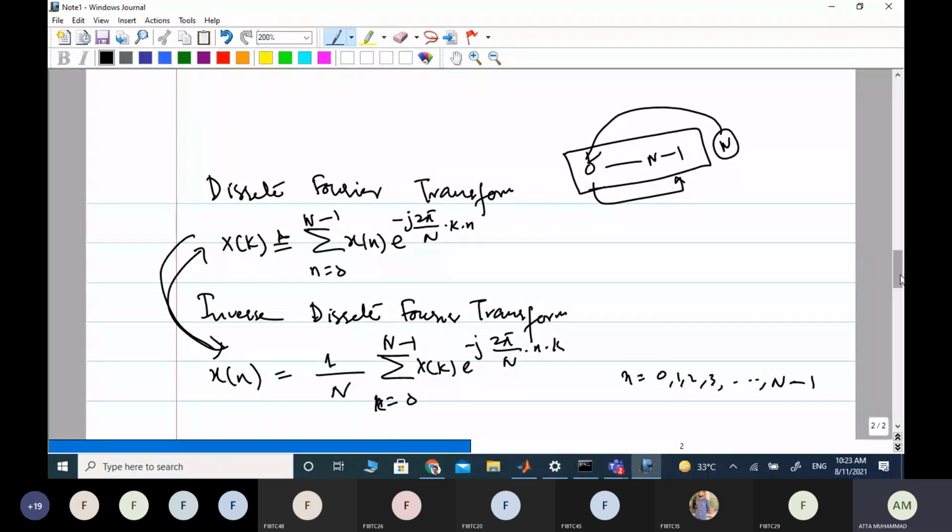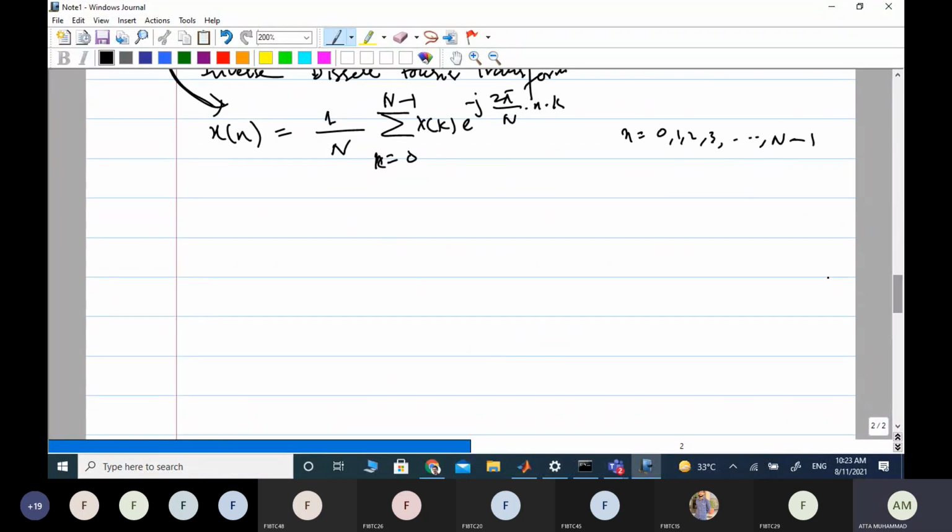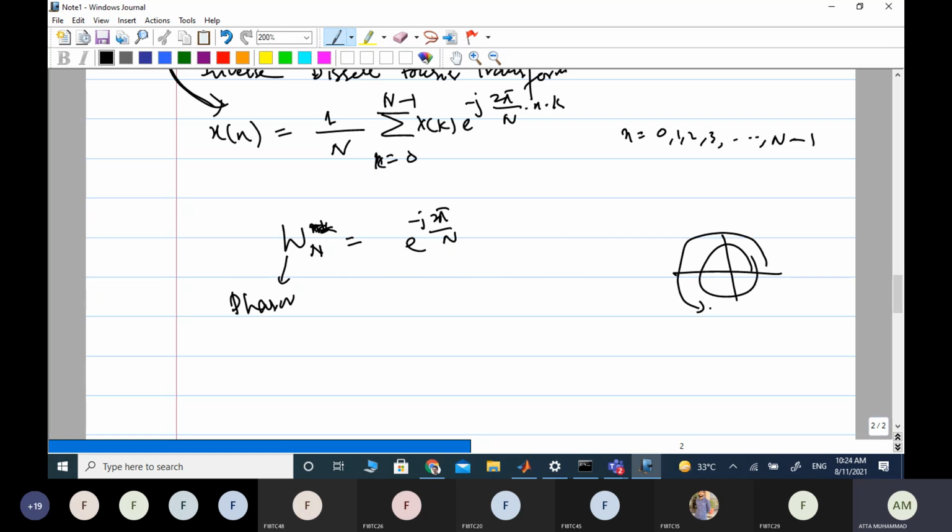Okay, now enough of this talk. We have another concept that is called the twiddle factor, W n to the power k, that is equal to e to the power minus j 2 pi by n. This is called the twiddle factor or phasor. What it does is it helps us to rotate on this omega axis and select at which particular frequency we are talking about, right? So it is called a phasor, or it is also called a twiddle factor, right?